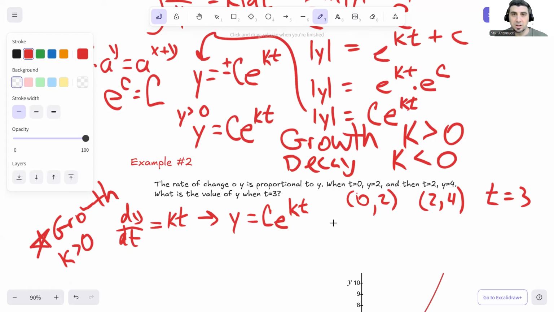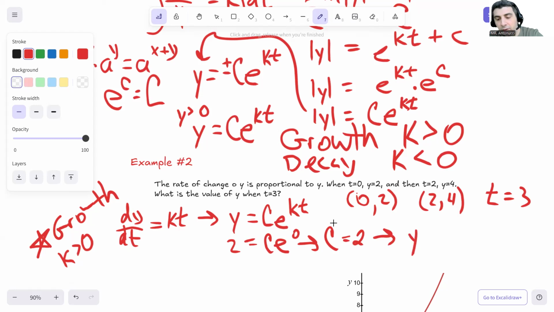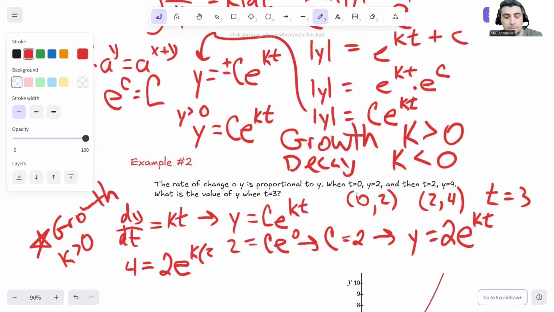So since I have the initial condition (0, 2), I can plug that in. So 2 equals ce to the k times 0, which would be 0. e to the 0 is 1, so I know that c equals 2. So now I can further refine my equation to have y equals 2e to the kt. Then I plug in my other point that I know, (2, 4), and this will help me solve for k. So I'm going to start here. 4 equals c, which we found to be 2, e to the k times 2.